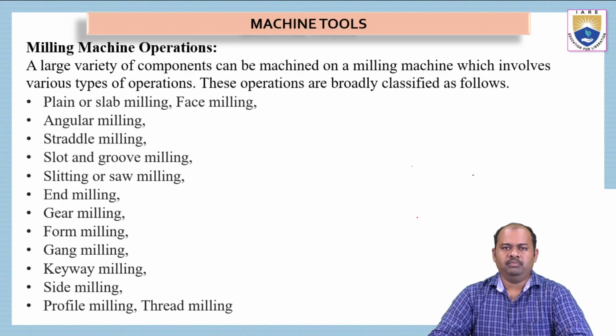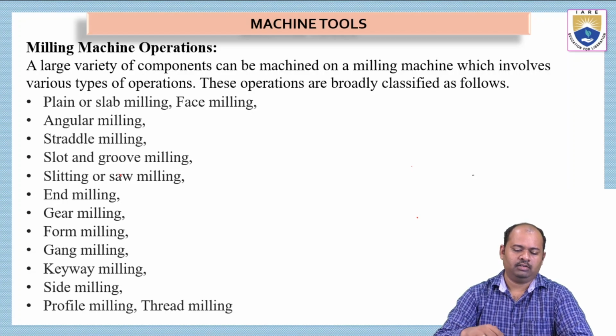So, milling machine is a very versatile machine where different types of operations can be easily performed. Very large components can be machined easily on a milling machine, which involves various types of operations. There are about 14 processes which are going to be discussed in this lecture and the coming lectures. All these milling operations are suitable for some kind of application. Some types of applications require a particular process.